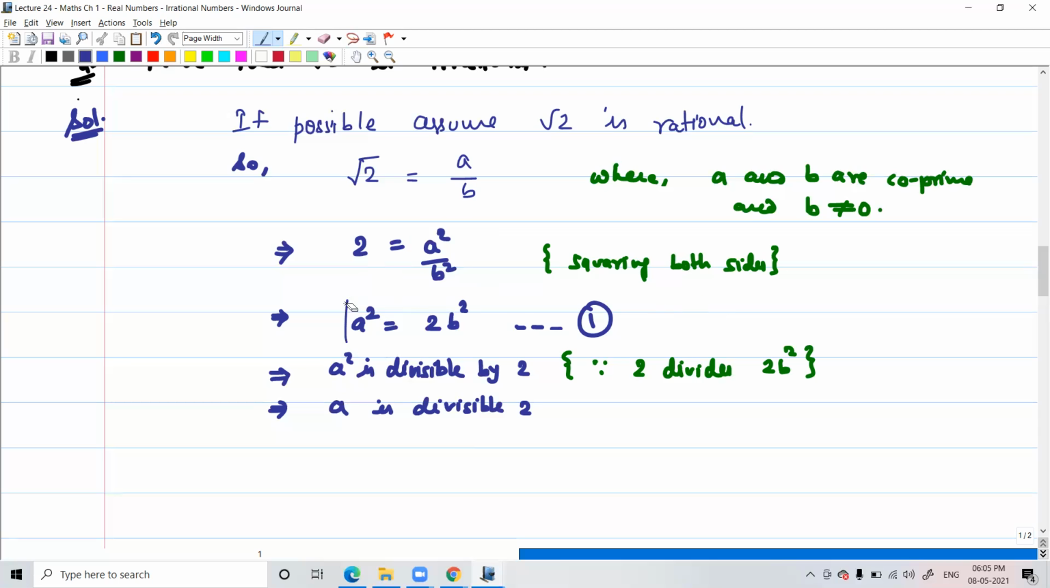Yes, sir. Okay, if you have some number a square which can be written as 2 times of b square, can you see that this is an even number? 2 times of any number will be even number only, right? We don't care what b square is, but whatever it is, since we are multiplying with 2, the final result of this 2b square is going to be an even number. So we can assume that a square is an even number, which I have written as a square is divisible by 2.